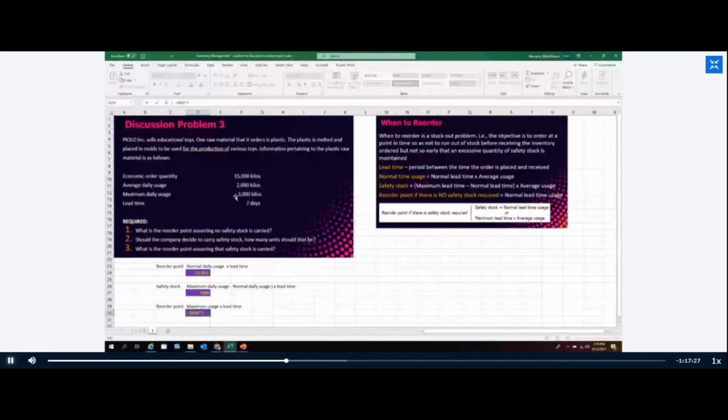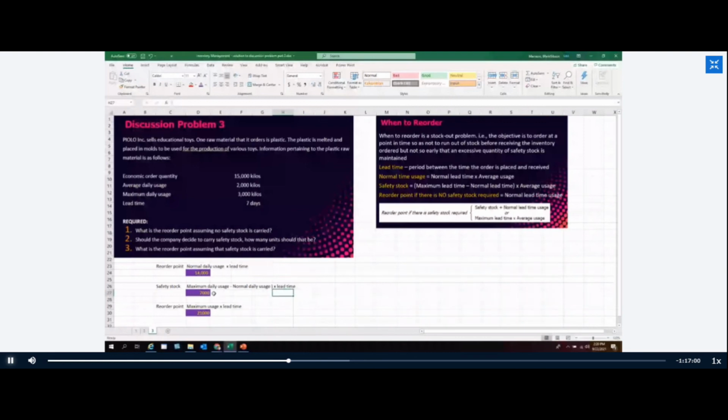So ang sinasabi lang naman dito is, kung meron ka ng safety stock, we have to include it as part of your reorder point. To calculate that, alam mo naman na you're actually just getting the maximum lead time, or in this case, the maximum daily usage, multiplied by the lead time of 7. So that's 3,000 multiplied by 7.